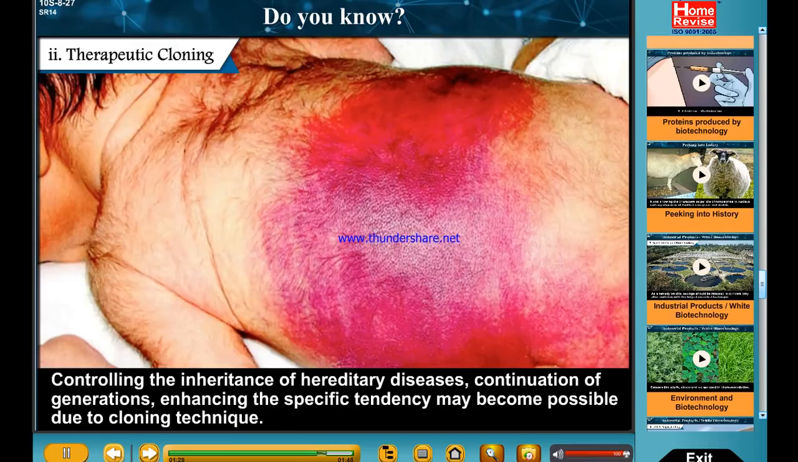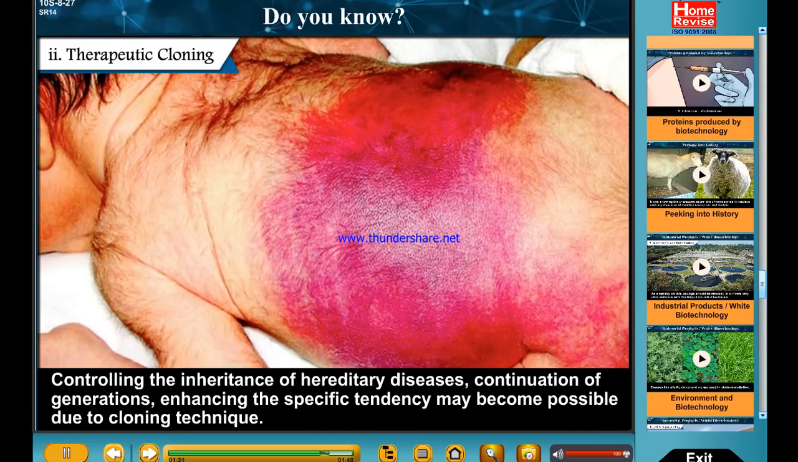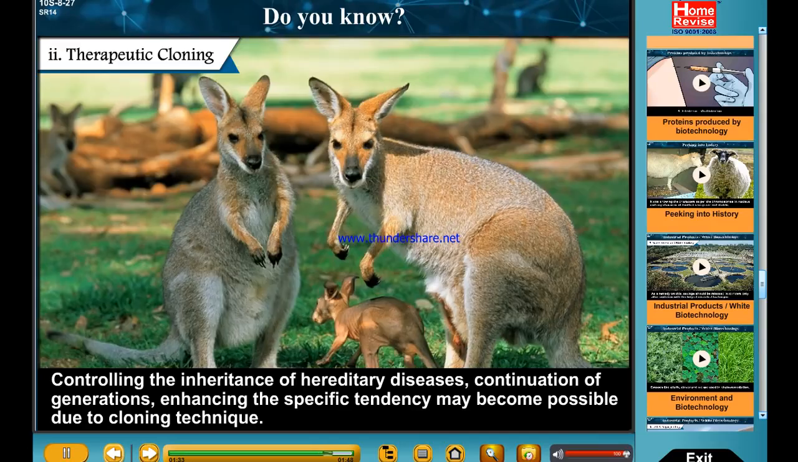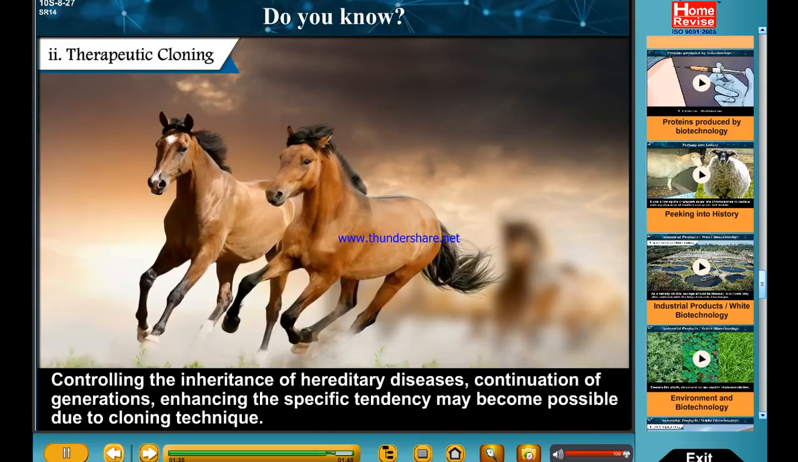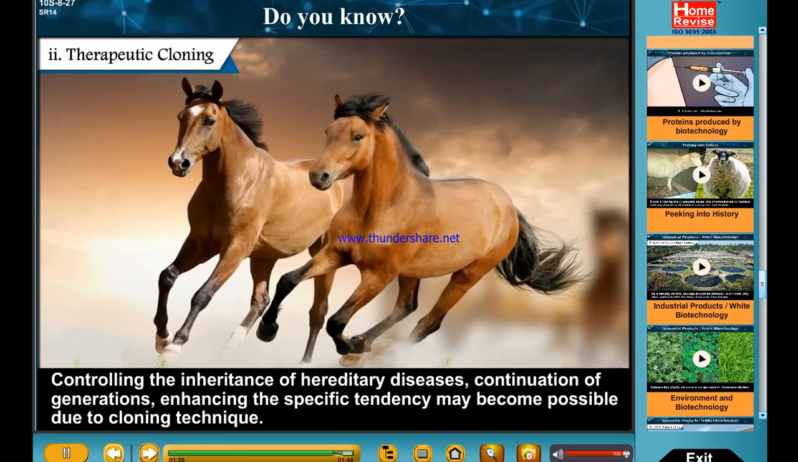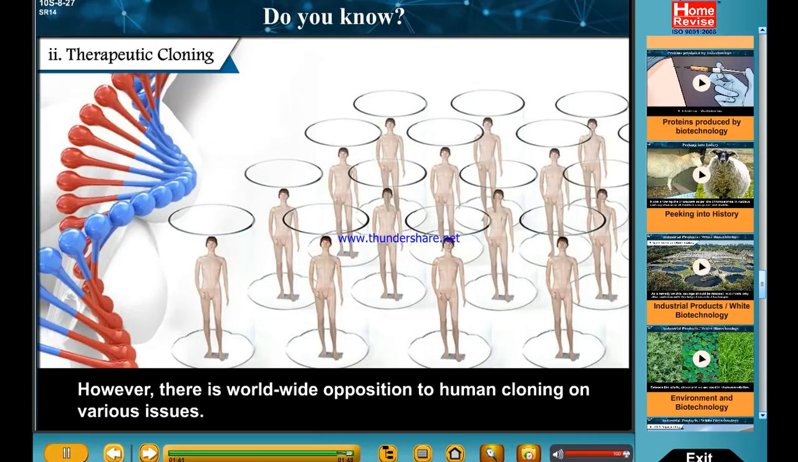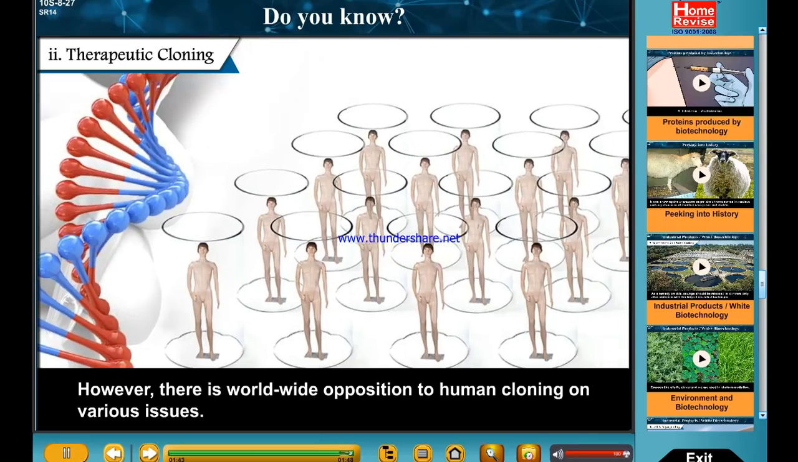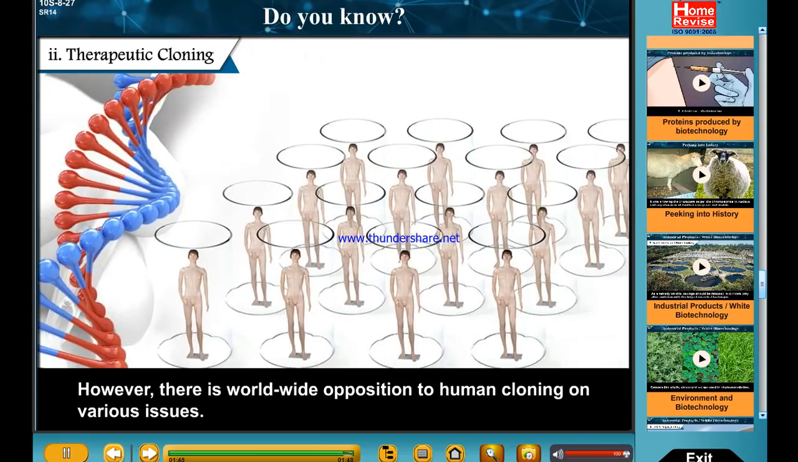Controlling the inheritance of hereditary diseases, continuation of generations, and enhancing specific tendencies may become possible due to cloning technique. However, there is worldwide opposition to human cloning on various issues.